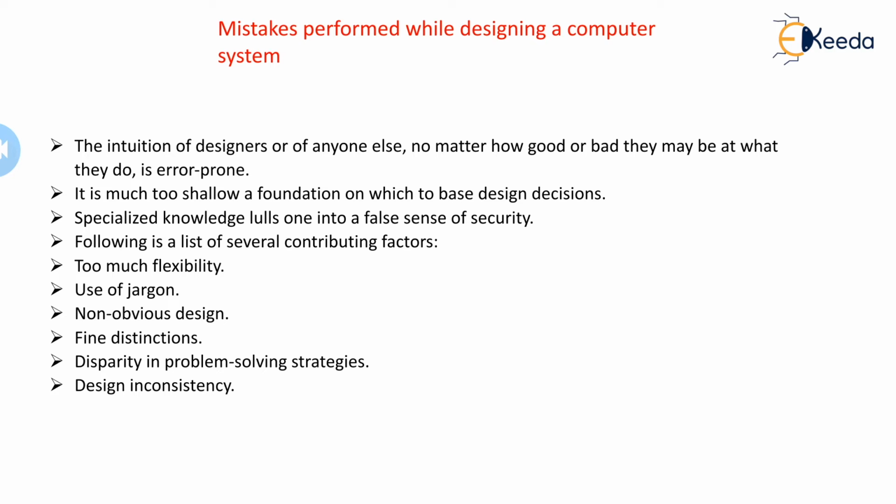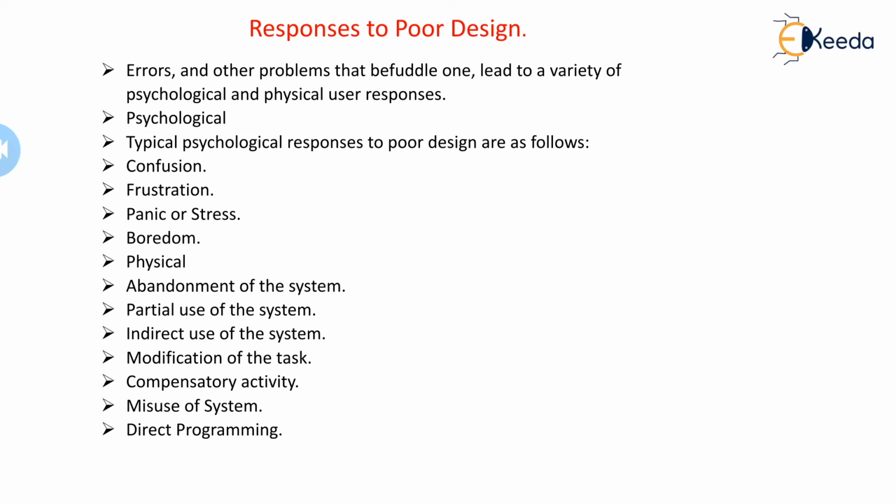So there are several contributing factors. Too much flexibility. If your system has too many flexible issues, then jargon, use of jargon, non-obvious design, a design which is not even required but you have put into use, so that it is of no use. Then disparity in problem solving strategies. The requirement which the user has given to you should be built according to the customer, but it's built as something else. So it's design inconsistency, where the later product did not appear as expected.